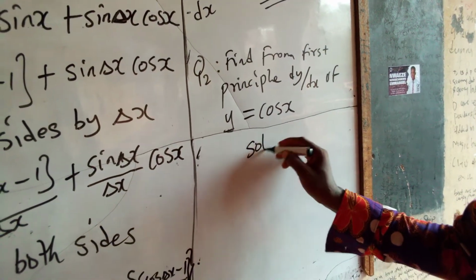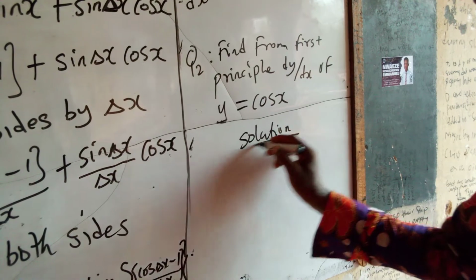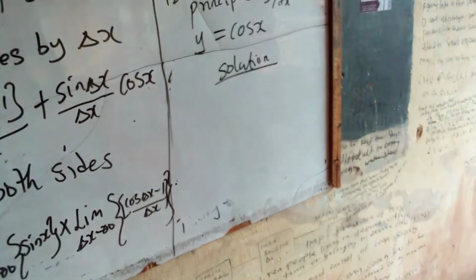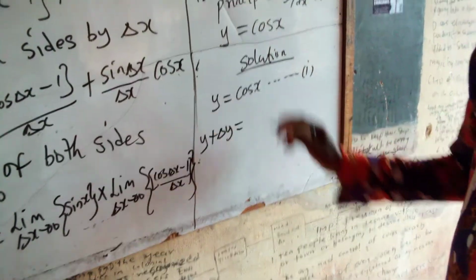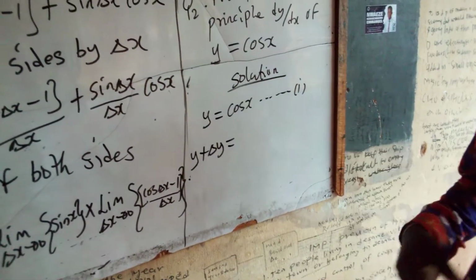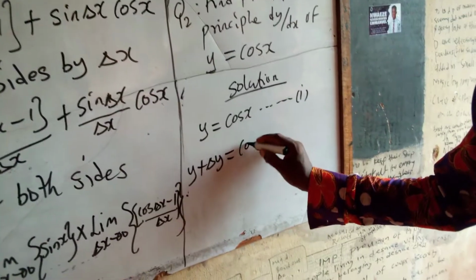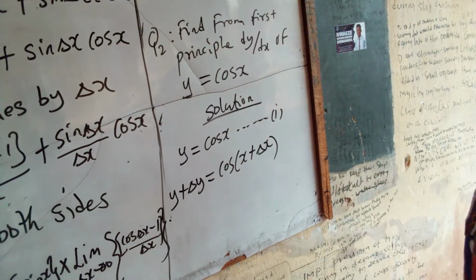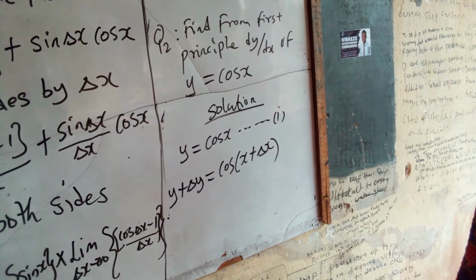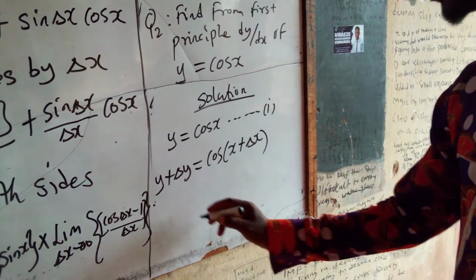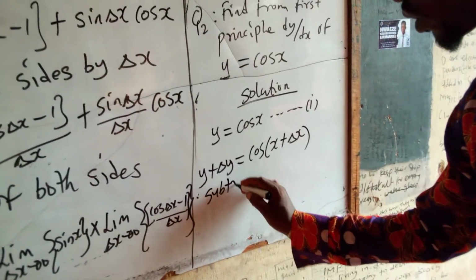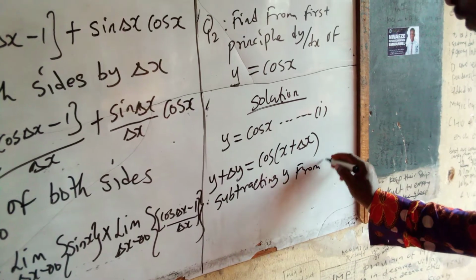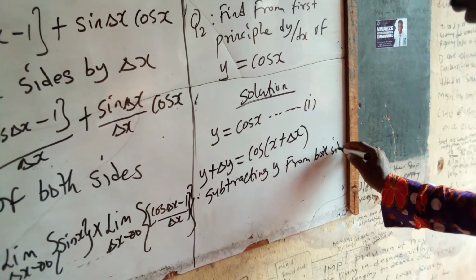We start again. You write solution. Once you write solution, y plus change in y. Any place you see s, that s will change to what? s plus change in s. So we have cos of s plus change in s. Next step, you subtract y from both sides, subtracting y from both sides.